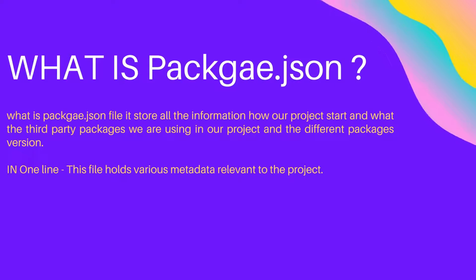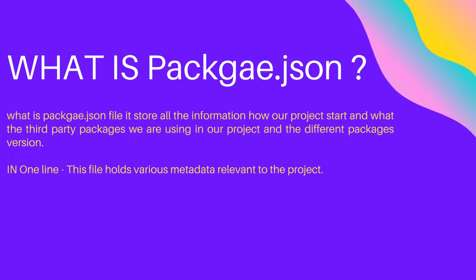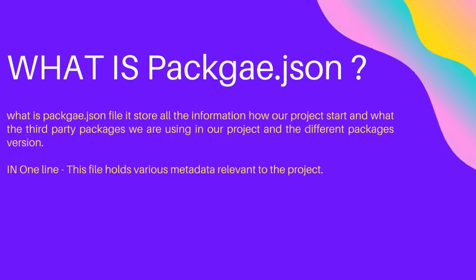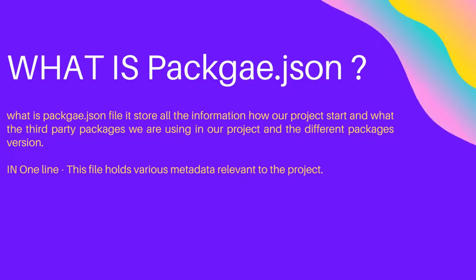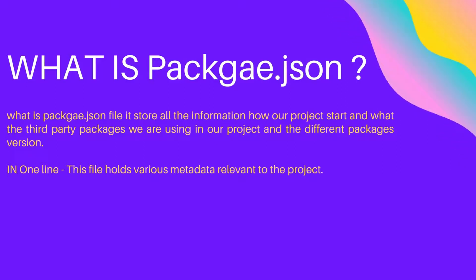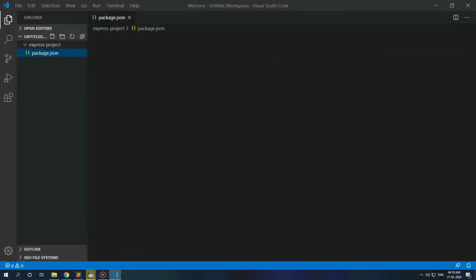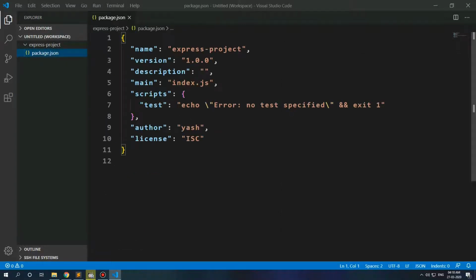The package.json file stores all the information about how our project starts and which third-party packages we are using in our project, and you can control the different package versions here in one place. This file holds various metadata relative to your project. Double click on it and you can see our project name express-project, a version number, a description, and our index.js file, which is not created yet. And here is the scripts section that we will modify in a moment.